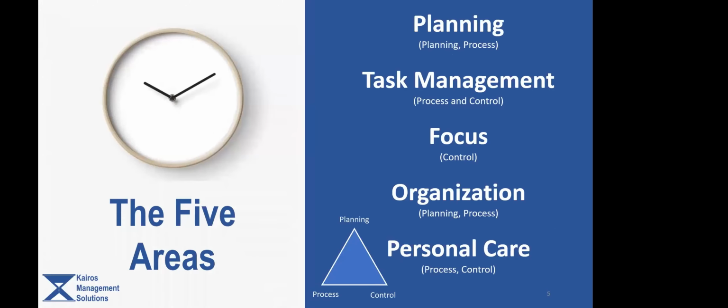In addition to the planning, process, and control, for those of you who've taken the TMA, you probably noticed these particular 5 areas. These are what we consider 5 priority categories that an individual needs to work on to have a full comprehensive time management approach. They are planning, task management, focus, organization, and personal care. Depending on which one of those categories, each ties back to the planning, process, and control. Some areas are heavy into planning, some are only into control. So those 5 areas work in conjunction with the definition of time management to, again, add this whole holistic approach to your time management.